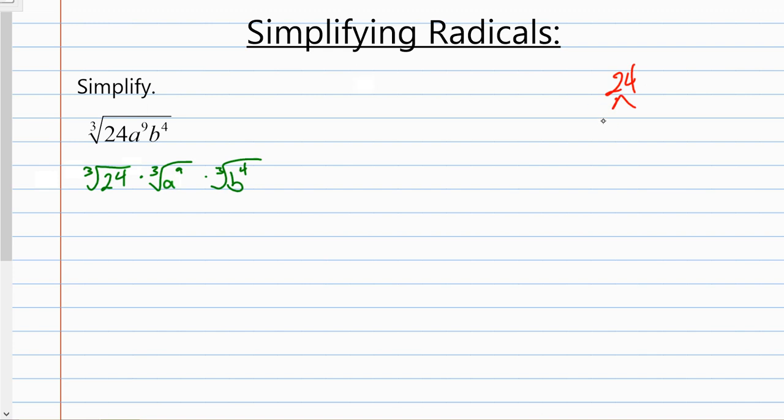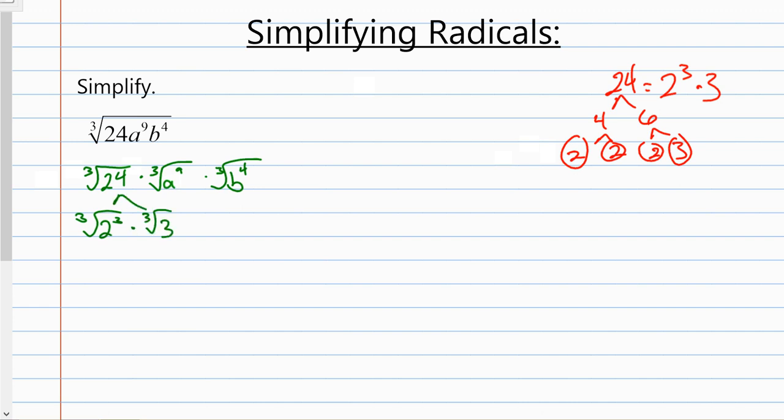24 is 4 times 6, and my 4 is 2 times 2, and my 6 is 2 times 3. So when I do my factor tree, I see that 24 is 2 to the 3rd times 3. And remember, I'm looking for groups of 3 because my index is 3. So when I come back over here, I can say, well, 24 is the cube root of 2 cubed times the cube root of 3. That's how my 24 breaks down.